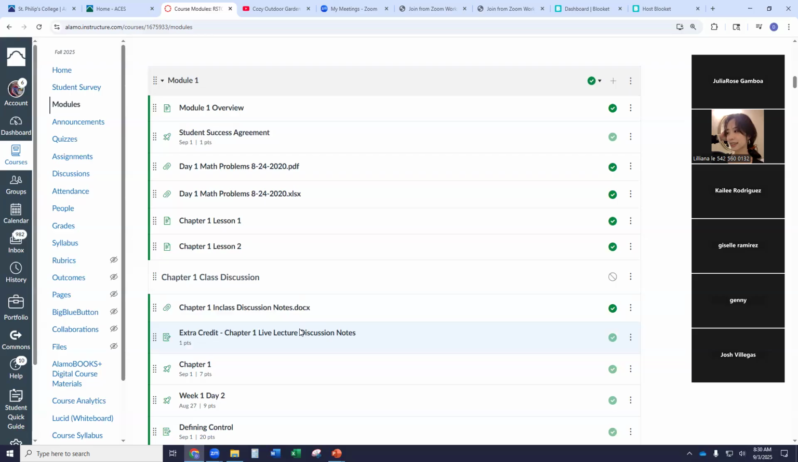It's not designed if you're like at a 70, you're not going to get bumped up to an A. Okay. It's not that kind of extra credit. It's just enough that if you are right there on the edge between one letter grade and the next, that it'll bump you up over into that next letter grade.